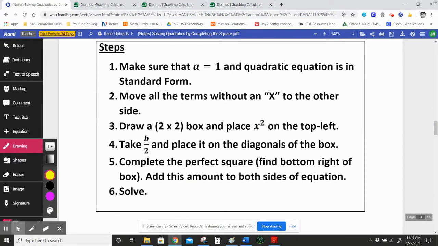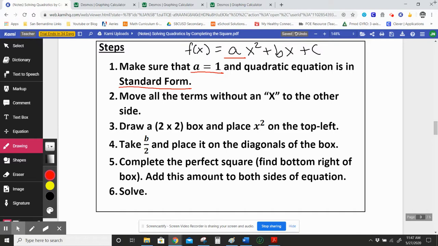So the steps are the following. Step 1, we need to make sure that the a is equal to 1 for you to use the method of completing the square. And we need to make sure the quadratic equation is in standard form. So you've seen this before, right? The quadratic equation in standard form is ax squared plus bx plus c. So all it's saying is that we've got to make sure that this number is 1. And then once you're sure of that and it's in standard form, in order from highest power to lowest power, then you're good to go.